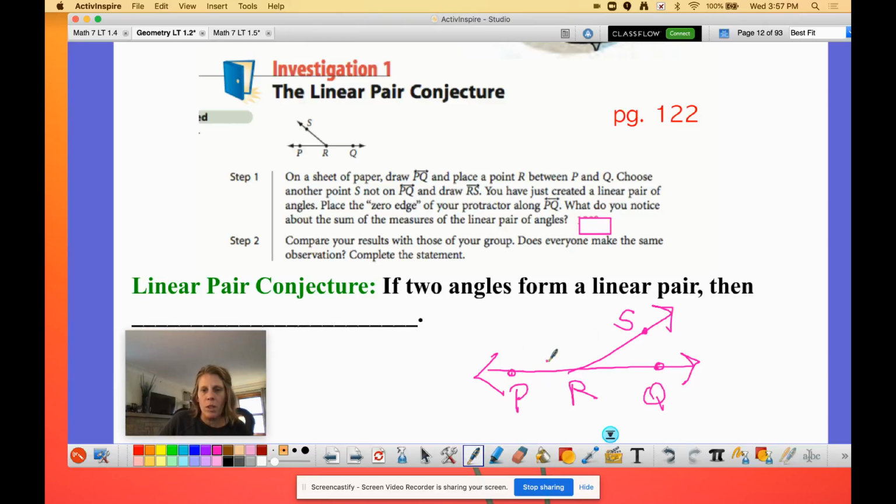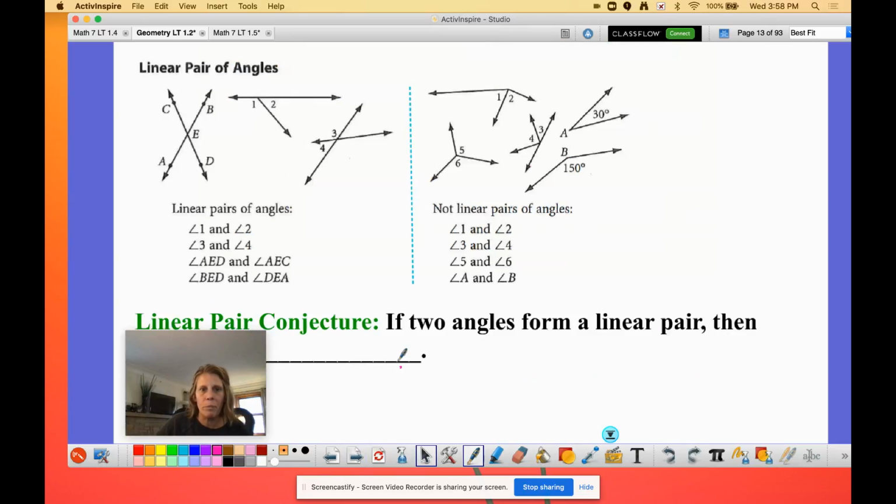And what you noticed when you measured those angles is that they give you 180 degrees. That's what's under here. If two angles form a linear pair, then we would say their sum is 180 degrees. We use the linear pair conjecture a lot when we're doing proofs, and in a couple of days, we're going to practice doing some proofs. Make sure you get that down before you go on to the next slide. Again, if you need to pause, please take the time to do that.